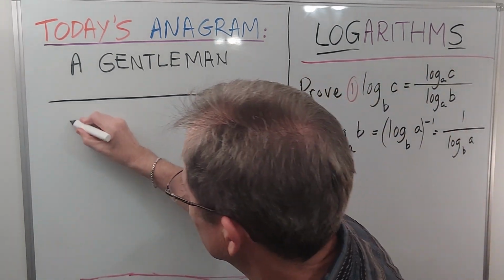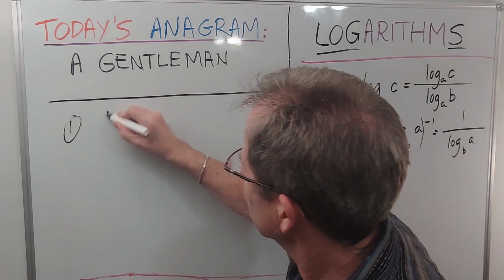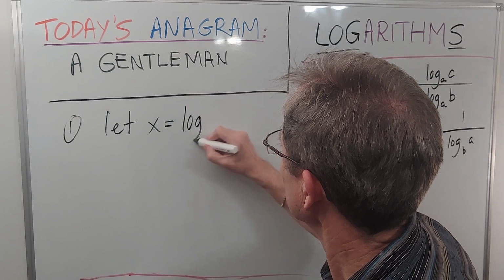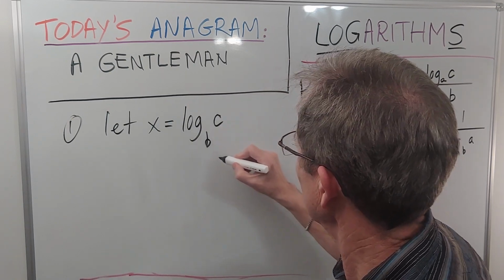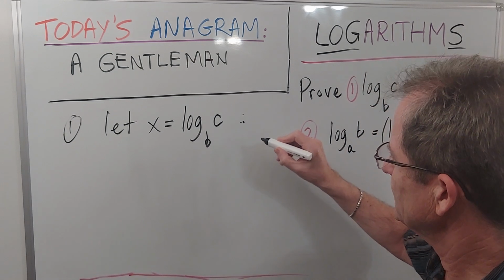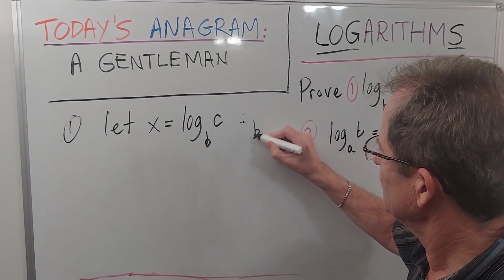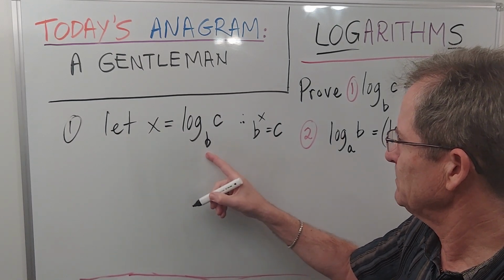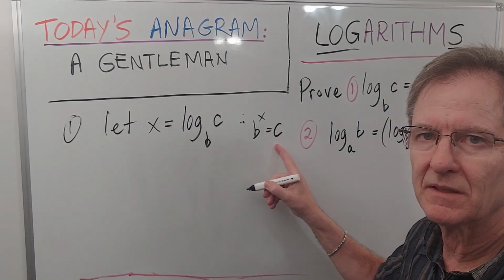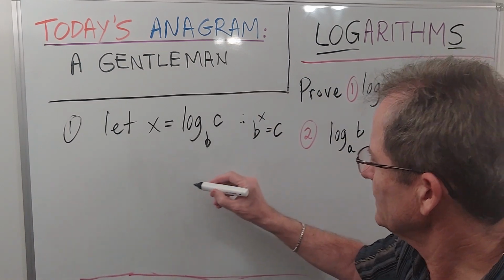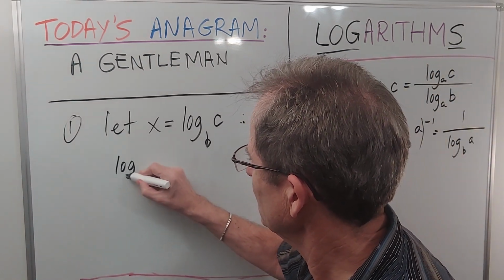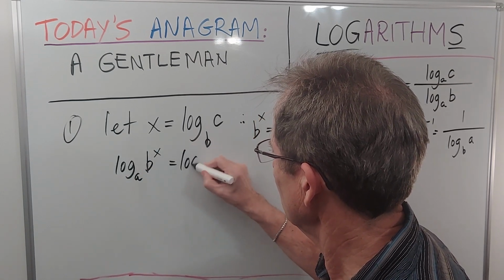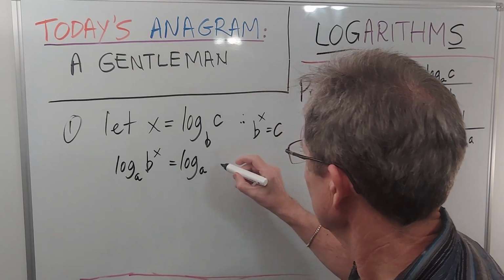Number 1, let x be the left-hand side, the log of c to the base b. So that's the same as saying that b to the x equals c. x is the exponent to which the base b must be raised to give the number c. Now let's take the log of both sides. So we get the log to any base of b to the x equals the log to the same base of c.